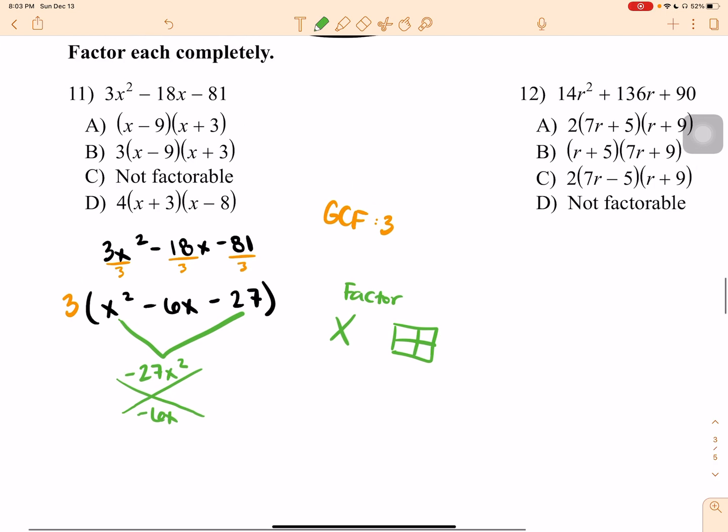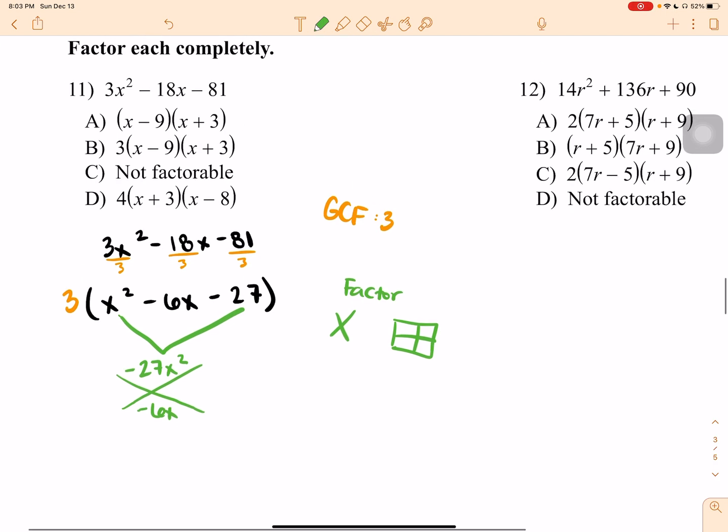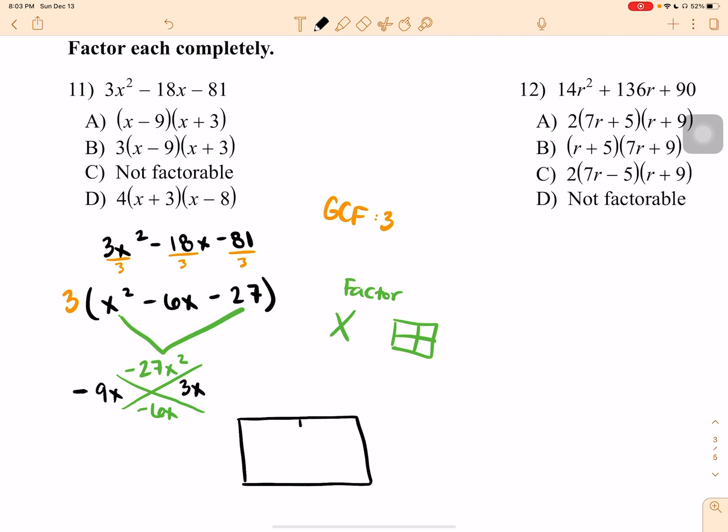So my two factors for 27 are going to be 9 and 3 for this one. So 9x and 3x. Actually, here, let me color code a little bit. So 9x and 3x. And I have to figure out which one of those needs to be negative to get a negative 6. It's going to have to be negative 9x. Now if we were to put these into an area model, I'm only putting in what I had factored. So negative 27 is going to go on the bottom right.